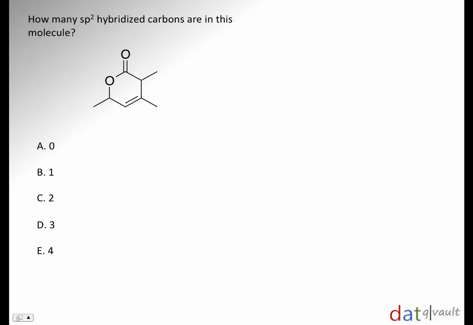Alright, let's practice some of the stuff that we've learned in this lecture on orbital hybridization. So here we're asked how many sp2 hybridized carbons are in this molecule. You might see a question like this in the DAT. So why don't you take a second, pause the video, try to answer this question, and then we'll solve it together.